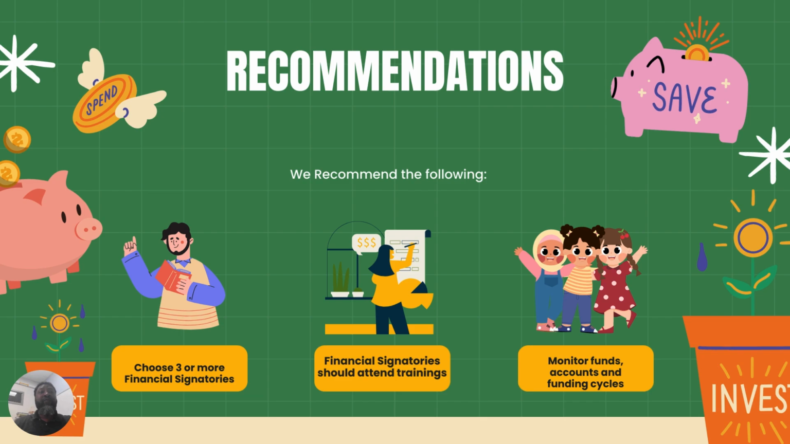Financial signatories should attend trainings. Now, you may or may not be an official elected officer, but as a financial signatory, it is imperative that you know how to navigate the systems in order to check account balances and look into the RFP or buy to pay system. These trainings will get you to that point.